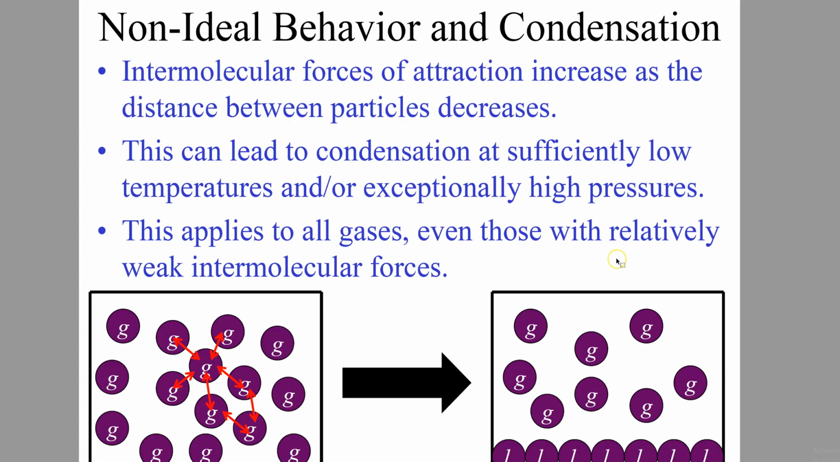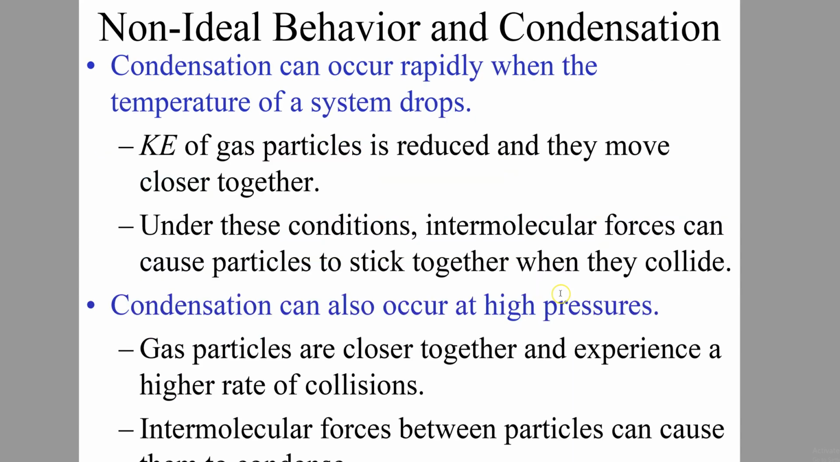So moving back to condensation as an example. In condensation, the intermolecular forces of attraction increase as the distance between the particles decreases. And so if you take a look at these particles as they're slowing down, you begin to get more attraction. And this could lead to condensation at significantly low temperatures or exceptionally high pressures. So this applies to all gases, even those with small forces. And so condensation can rapidly occur when the temperature of a system drops.